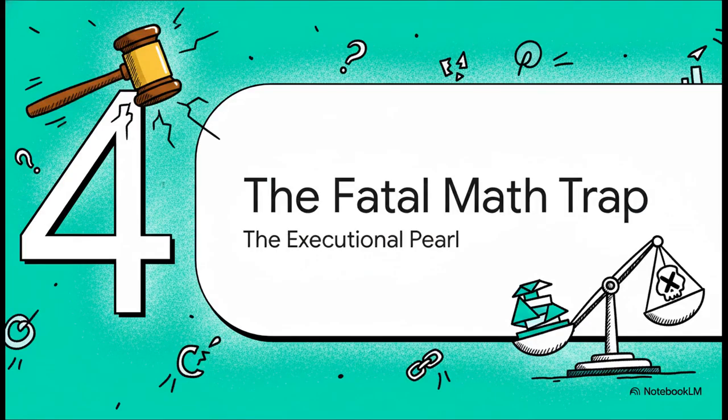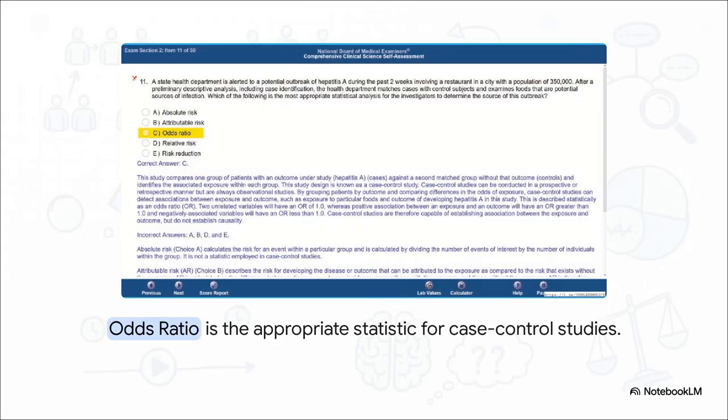And now for our final act. Section 4, the fatal math trap, or what I call the executional pearl. Here is where the judge brings down the gavel on the most catastrophic execution gap you'll see in study biostatistics.